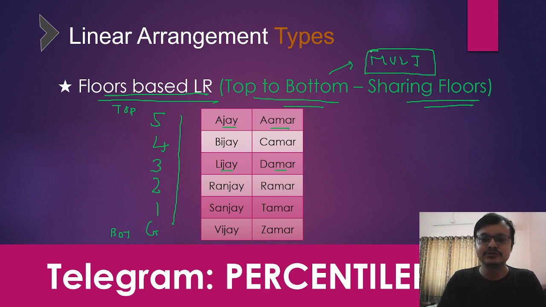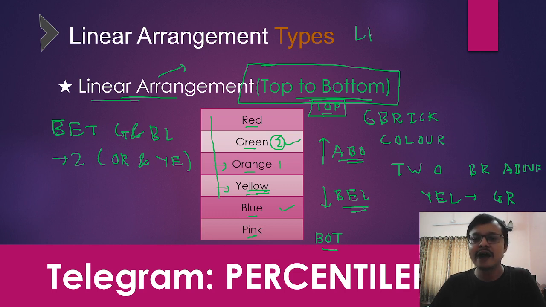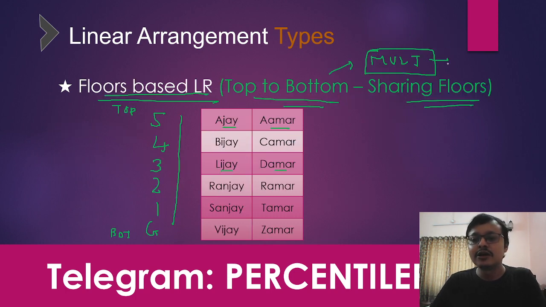So that makes the set a little more different variety compared to a traditional top to bottom, which is unidirectional. Here what is happening? At every level, you have a unique person. Here, what is happening is you have multiple repetitions possible at every level.